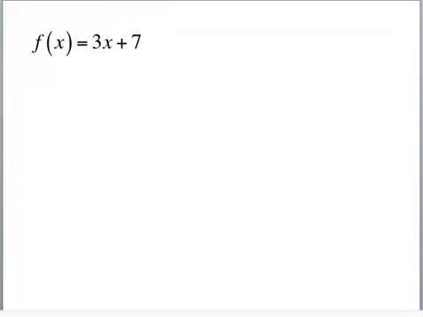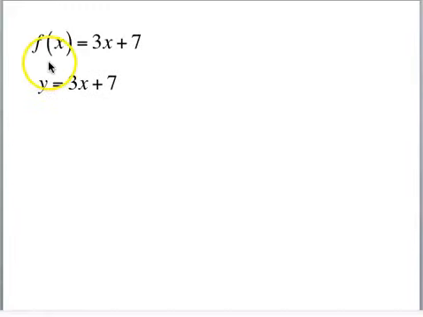So we'll begin with the function f of x is 3x plus 7. That is a function. We want to take the inverse of that function. With inverses, x values become y's and y values become x's. So that'll be the heart of the idea that we're going to be using here.